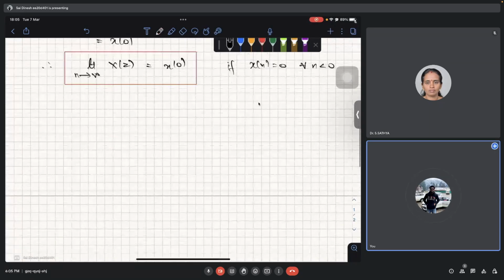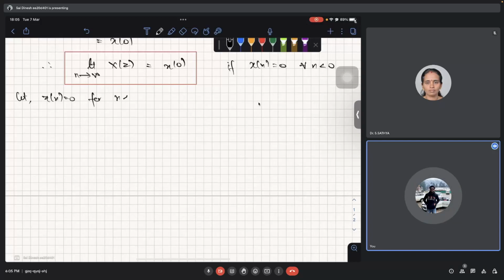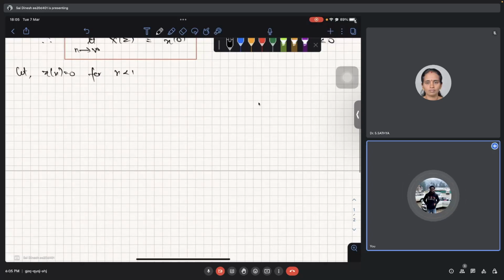Okay, so let's take another scenario where x of n equal to 0 for n less than 1, a lighter condition. So X of z is equal to now x of 1 into z inverse plus x of 2 into z to the minus 2 plus so on. Now how do we get the value of x of 1? Here multiply with z. So z times X of z is x of 1.